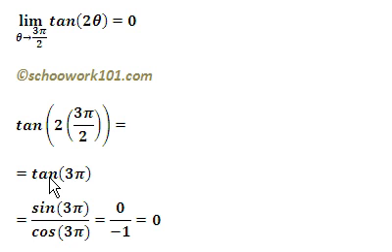I'm going to convert this into sines and cosines because I feel like it's a whole lot easier looking at it that way. So the sine of 3 pi is 0, and the cosine of 3 pi is negative 1. And 0 over negative 1 is 0. And that's what we claimed our limit was equal to.